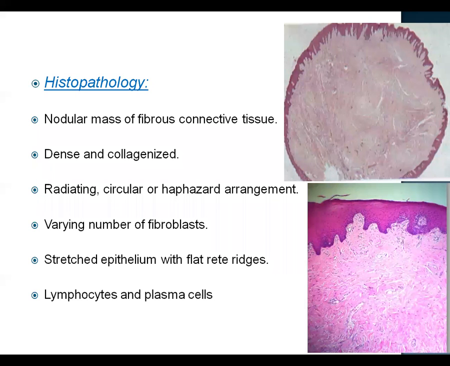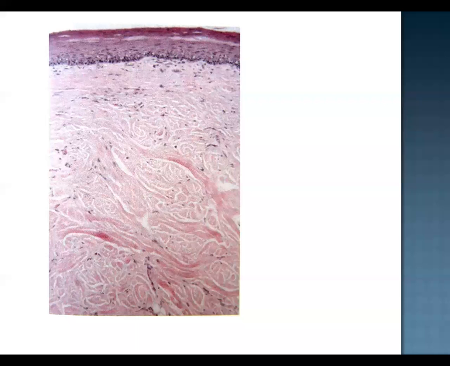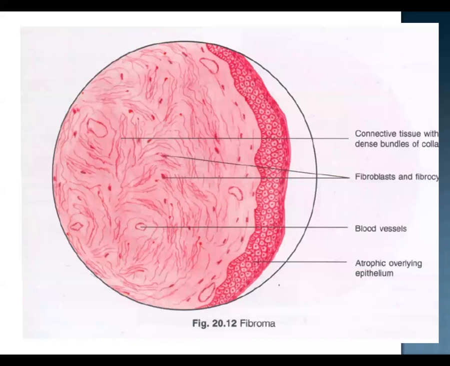The slide is there in the department, so you can have this slide for 5 marks in the practical exam, and they may also ask it as a short answer question on fibroma. This is the histopathological picture of the fibroma, in which the atrophic overlying epithelium is seen. The underlying tissue is showing connective tissue with dense bundles of collagen fibers and fibroblasts and fibrocytes in varying numbers.